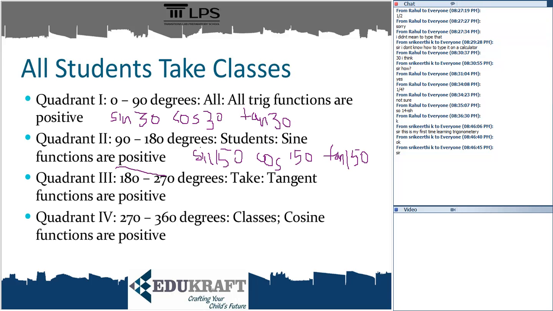Similarly, if you take any angle between 180 and 270, say for example the angle 200, sine of 200 and cos of 200 will be negative, but the tan of 200 will be positive. Similarly, if you take an angle like 285, which lies between 270 and 360, the cos of that angle is going to be positive, and sine and tan will be negative.